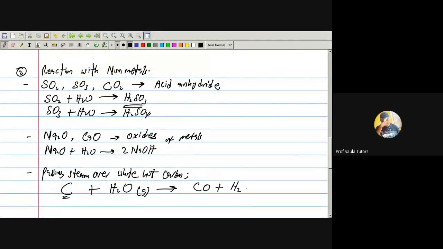Who knows this combination of CO and H2? What do we call it? It is called by a name together. Who knows that name? Hello, who knows this name? Anyone? Passing steam over white hot coke, I have CO and H2. What is that CO and H2 called?